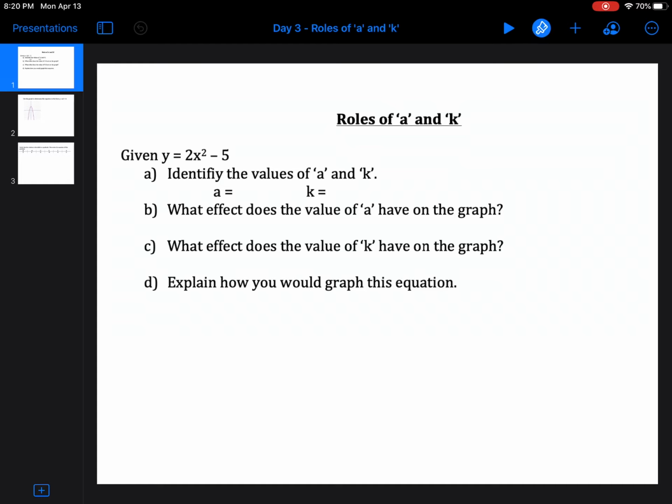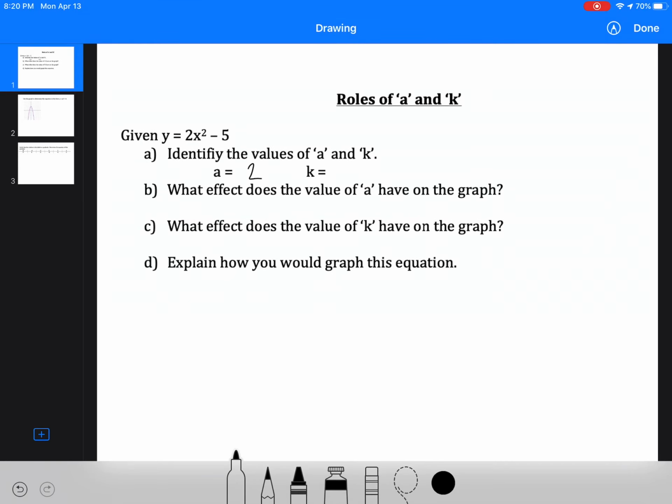Okay, so looking at the roles of A and K, we looked at that whole investigation. Now we're quickly going to summarize it again. Identify the A and K value from y equals 2x squared minus 5. The A value is 2. It would be positive 2, but the positive and negative in this case doesn't matter because it is positive. And the K value is negative 5. That looks like a 6, so we'll fix that.